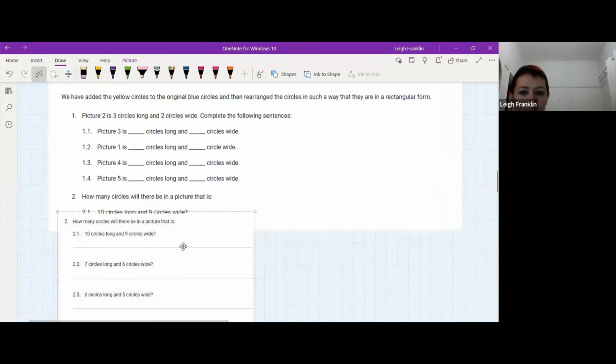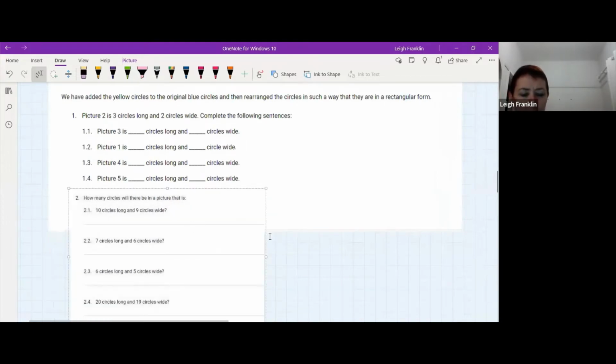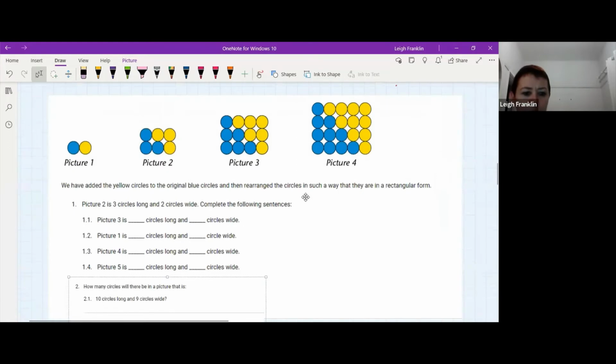Ma'am, what does circle wide mean? Because I know when it says the first picture is 3 circles long, and then I don't understand wide. Must we put centimeters or what must we do?